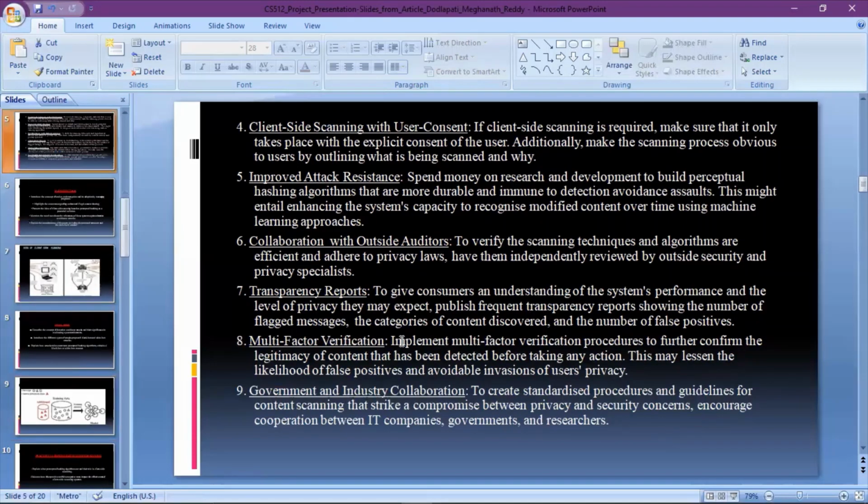There are some more methods, like user education and awareness: educating users about the importance of content scanning in detecting and preventing the spread of illegal content, while also informing them about the measures taken to protect their privacy during the process.